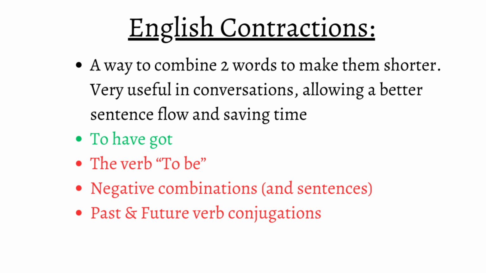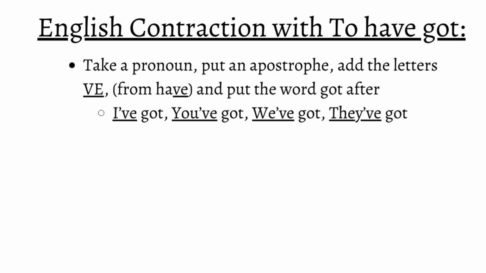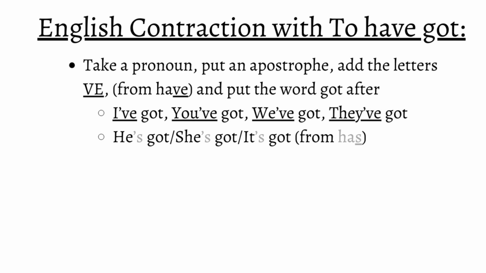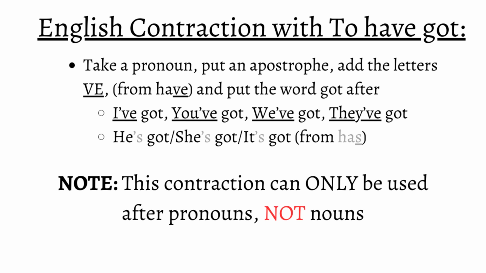To make a contraction using to have got, we take any pronoun, put an apostrophe after, add the letters VE, which are apart from the word have, and put the word got. In he, she, it, the letter S is used instead because of the word has. Essentially, in the verb to have got, the contractions will look and sound like this. I've got, you've got, he's got, she's got, it's got, we've got, and they've got. This contraction can only be used after pronouns and not nouns, which is a vital detail to know for future videos.